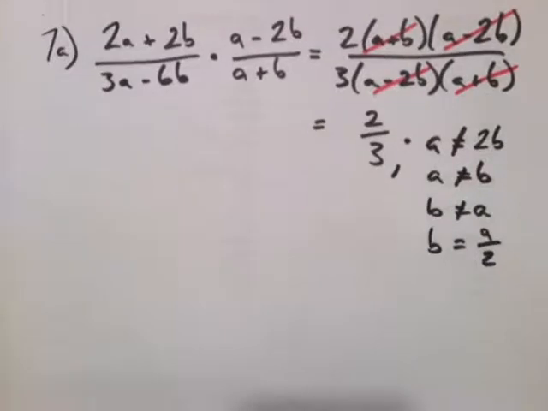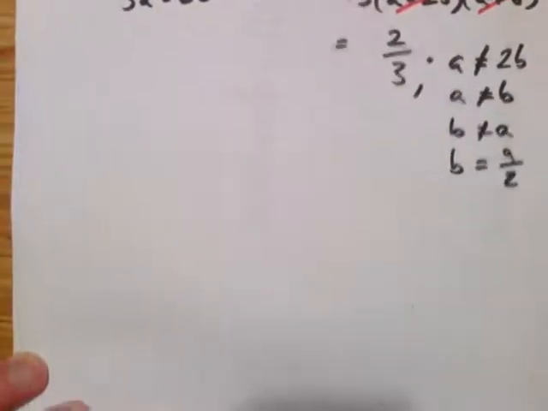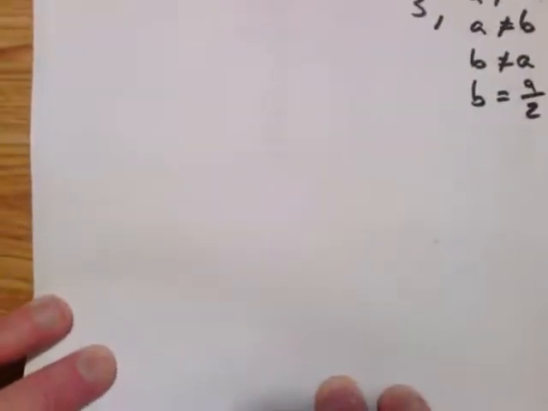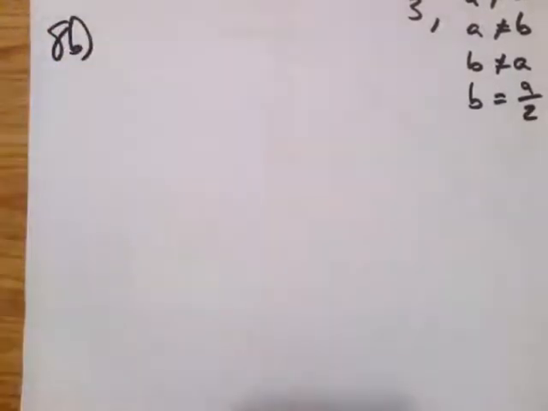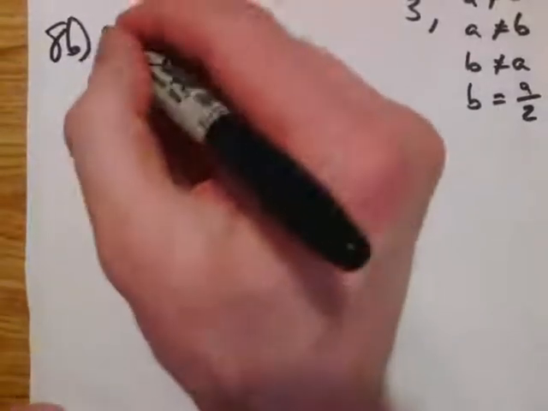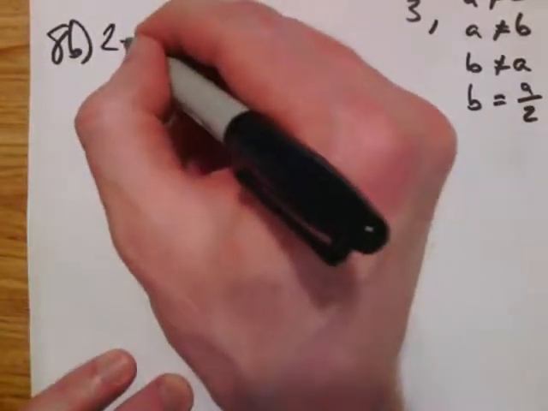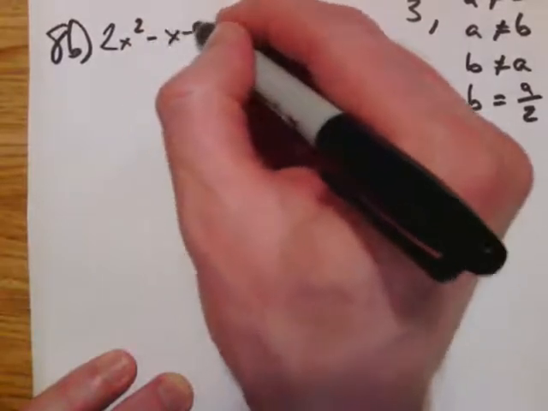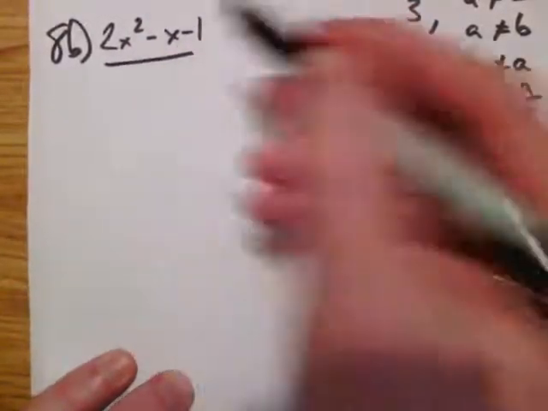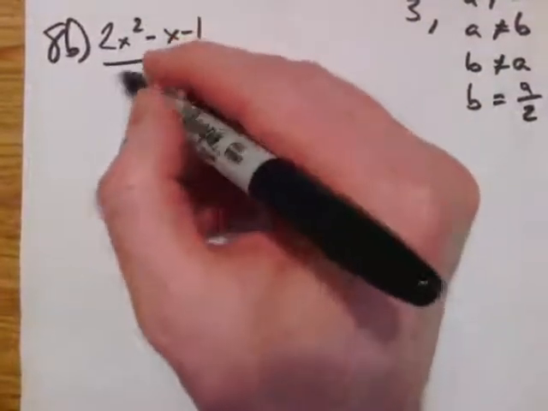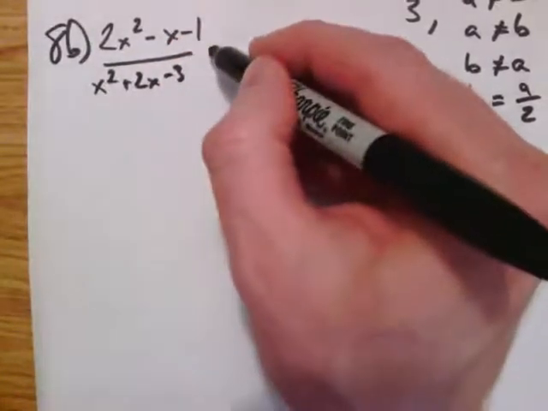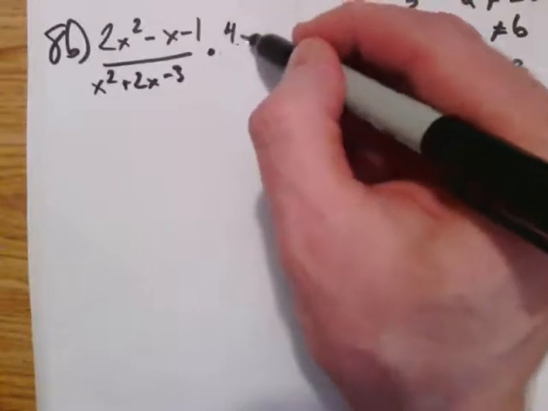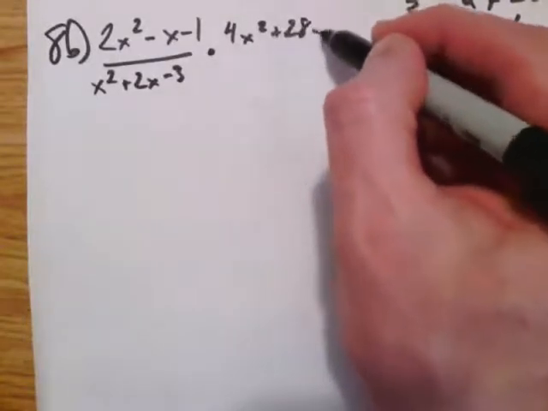Jump into 8b. Start a new page. Woo! That's a big one. 2x squared, lots of factoring here. 2x squared minus x minus 1 over x squared plus 2x minus 3 times 4x squared plus 28x plus 48.